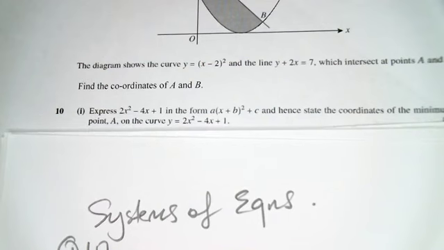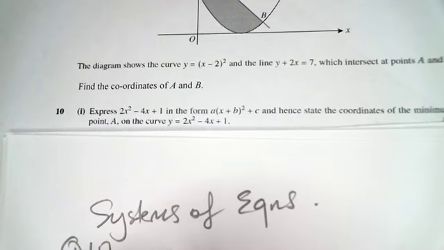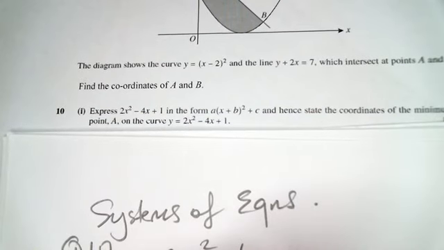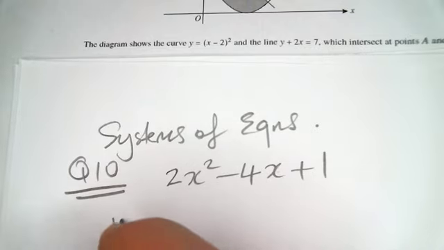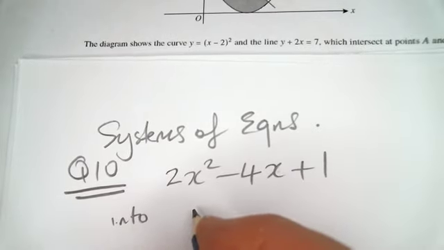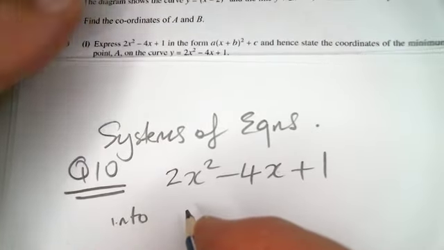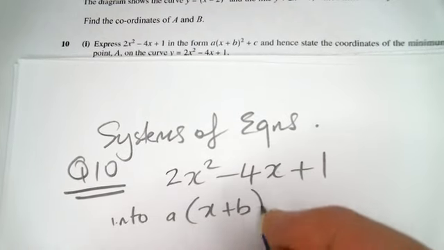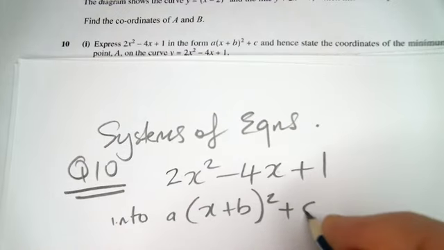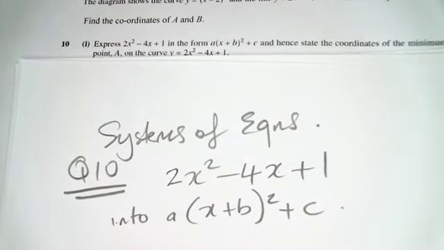gives an equation, or rather an expression, I should say. It's not an equation because it doesn't equal anything, which is quite useful for doing this next bit, by the way, and we have to remember this as we go through. And we were asked to put this into the form a(x + b)² + c. And really what all that means is complete the square.